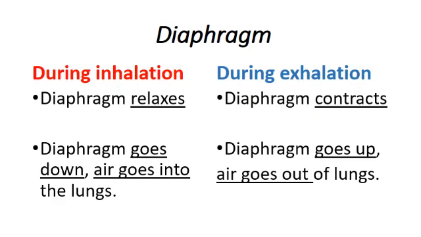So here there is a comparison for the state of the diaphragm during inhalation and exhalation. As we said, during inhalation, the diaphragm relaxes. It goes down so that air goes into the lungs. While during exhalation, the diaphragm contracts. It goes up, so by this air goes out of the lungs.